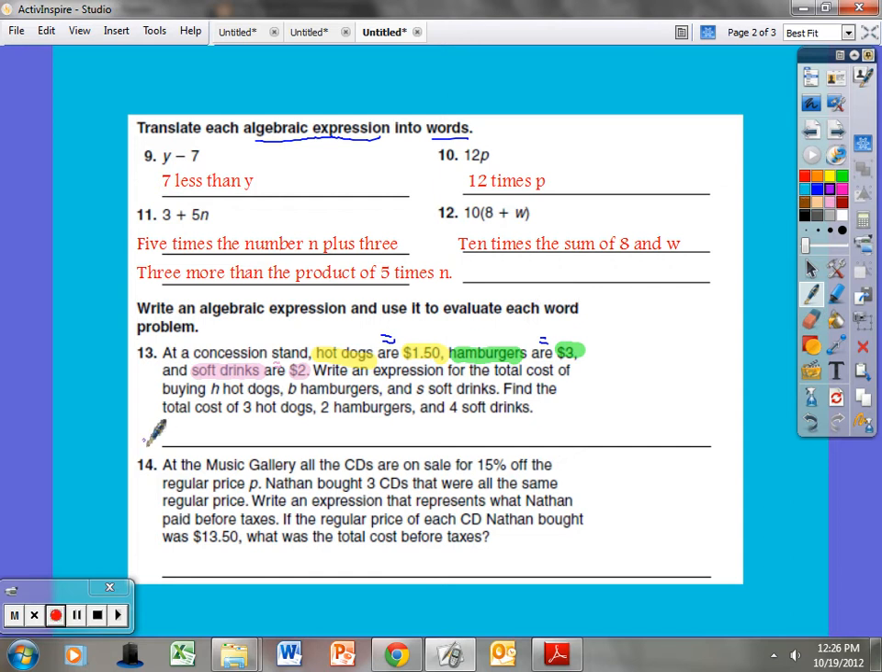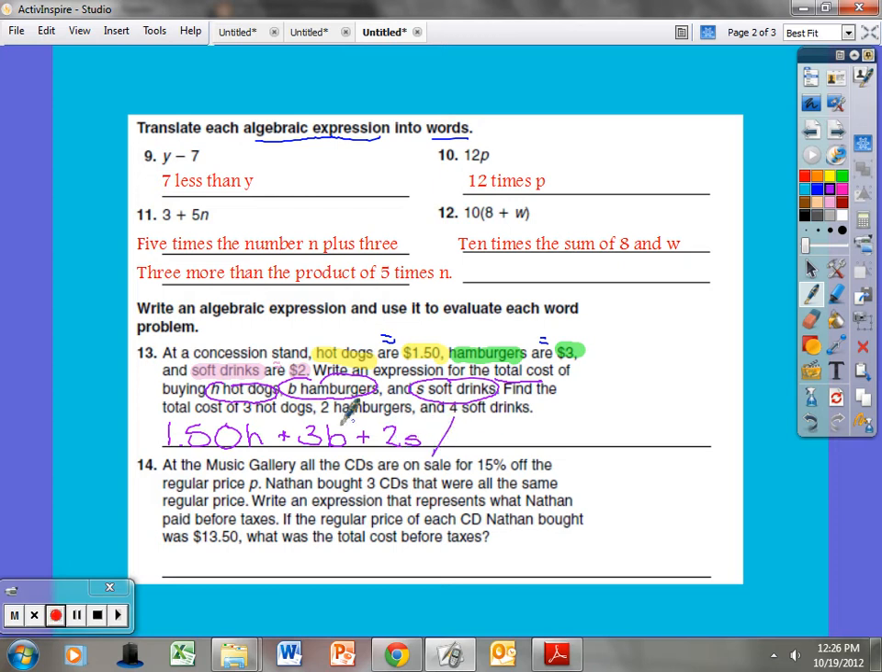So let's see here. Hot dogs are $1.50, and we could write an expression for the total cost of buying H hot dogs, B hamburgers, and S soft drinks. Each hot dog's $1.50, so I put my coefficient first, $1.50 times however many hot dogs I'd buy. I add to that how many hamburgers I'd buy, which are $3 a piece, so the coefficient comes first, 3 times B, plus soft drinks. Soft drinks are $2 a piece. I put the coefficient first, and the number of soft drinks I don't know, so I put S.